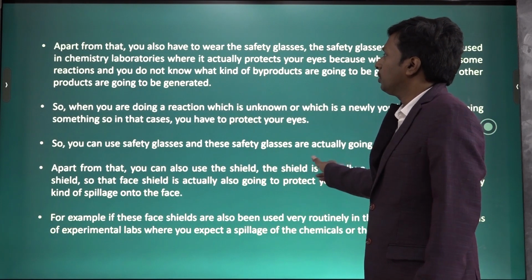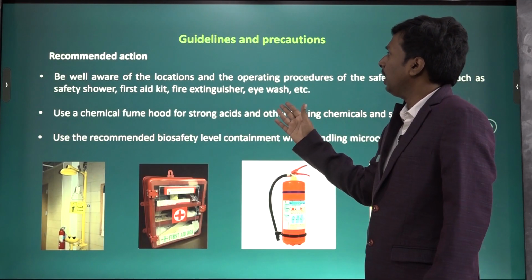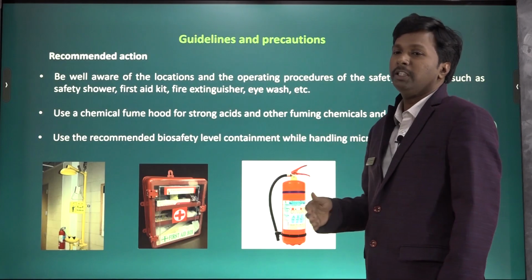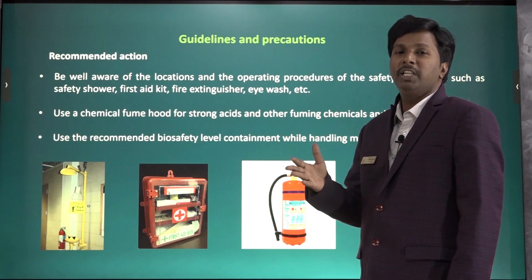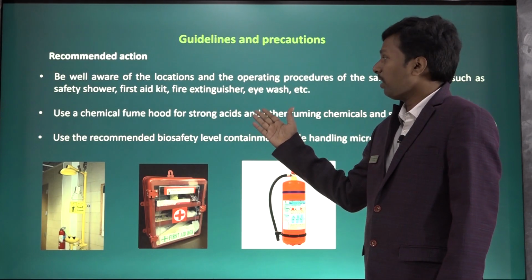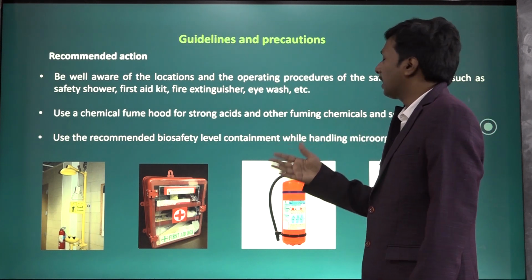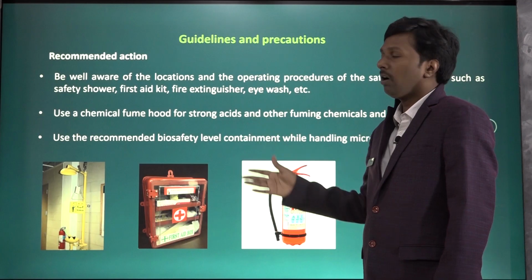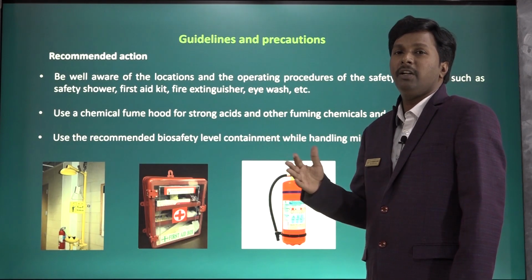Next, these are the safety equipments. Whatever experiment we do in the laboratory, we have to know the location of the safety equipment and how to operate it. Then we have to use the fume hood for strong acids, other chemicals and solvents. So this is all the theory about GLP practices as we discussed in the earlier class.